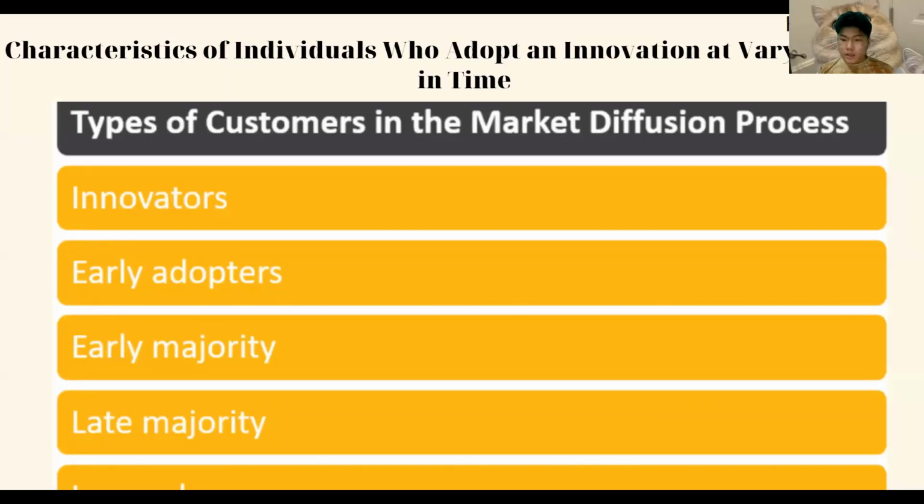Thank you. So I will continue to present about the characteristics of individuals who adopt an innovation at a certain point in time. So the types of customer in the market diffusion process include 5 types.